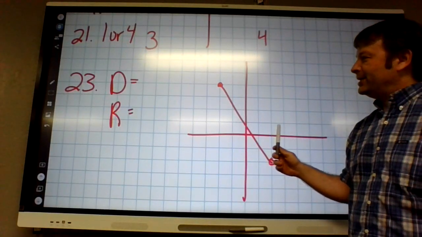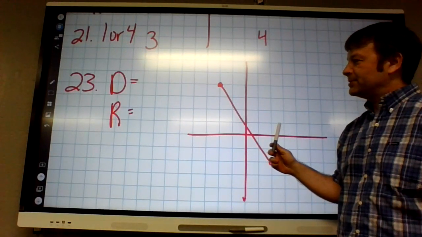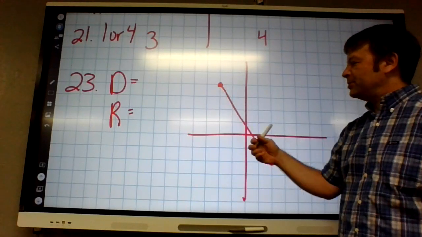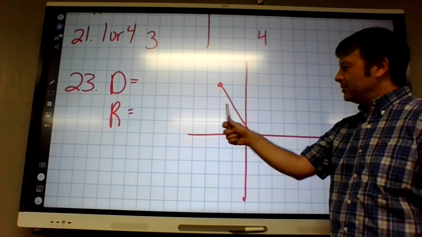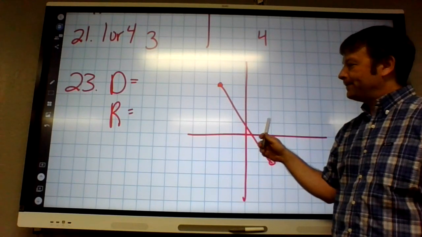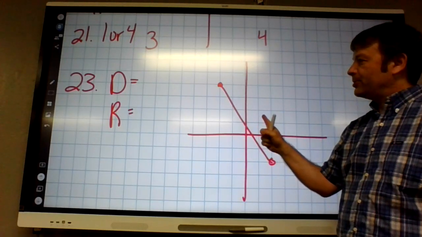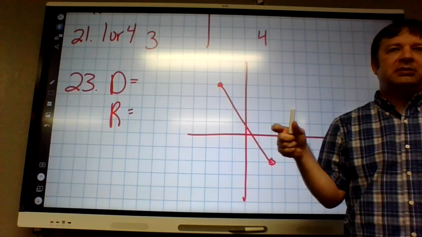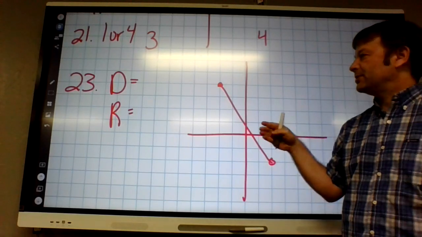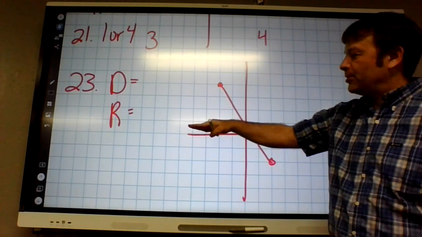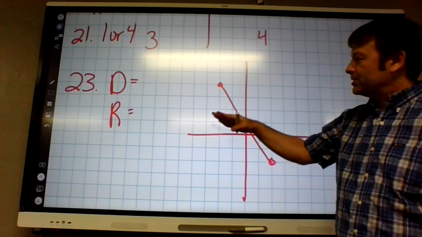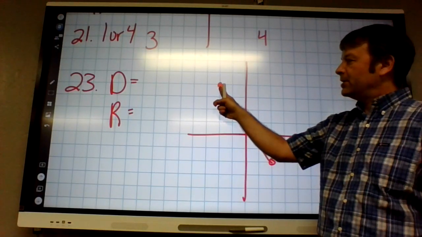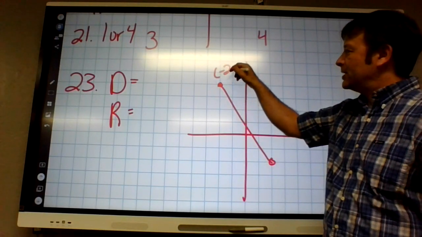So the domain is the x values, right? And there's a range of x values. There's not just 2 x values, there's actually a whole set of x values, from here to here. So here's how we're going to do it. What's the smallest x value in this picture? -2. How'd you know that? So x values go left and right, right? So the farthest to the left is right here, and its x value is -2.